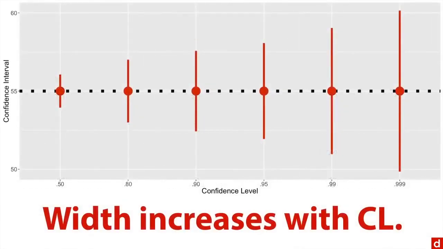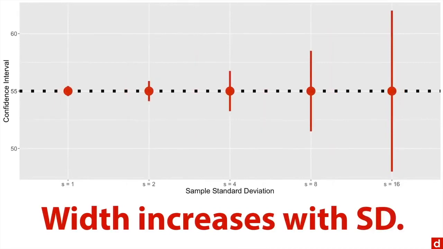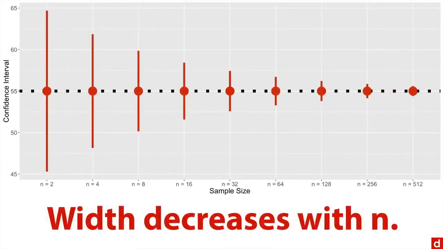Here we have a bunch of confidence intervals where I'm simply changing the confidence level from 0.50 at the left side up through 0.999. And you can see it gets much bigger as we increase. Next one is standard deviations. As the sample standard deviation increases from 1 to 16, you can see that the interval gets a lot bigger. And then we have sample size going from just 2 up to 512. I'm doubling it at each point. And you can see how the interval gets more and more and more precise as we go through.